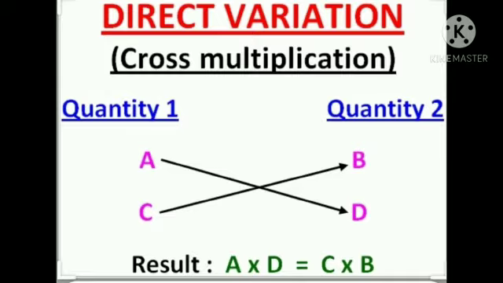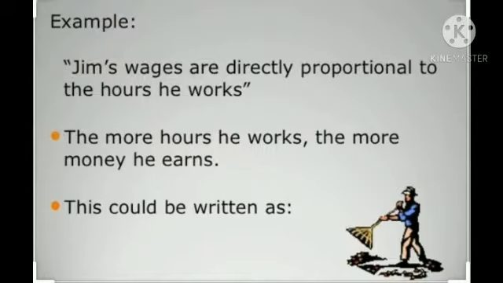Now see students, in direct proportion what you have to do is the cross multiplication. Clear? Now see, another example: Jim's wages are directly proportional to the hours he works. The more hours he works, the more money he will earn. Clear? Means his first quantity increases, the second quantity will also increase. Understood what is direct proportion now?